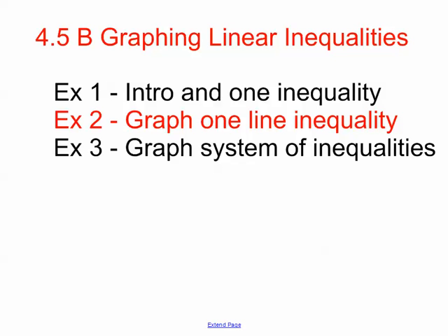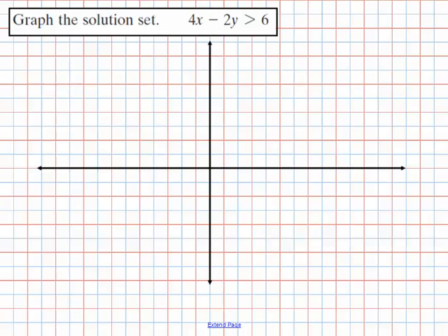All right, here we are in 4.5 B. Chapter 4 is systems of equations, and 4.5 is linear inequalities. Here's our video B talking about graphing linear inequalities, and we're going to graph another example of a one-line inequality, because then we can use the idea of graphing one inequality to graph a system of inequalities. So let's go down to the next example.